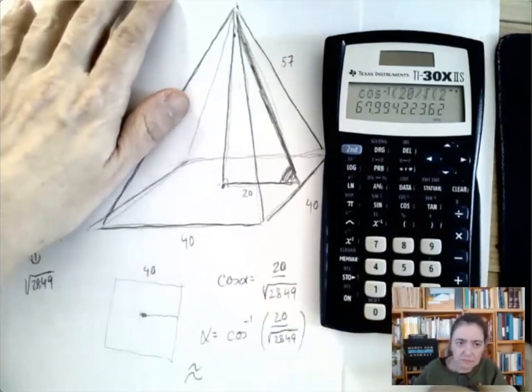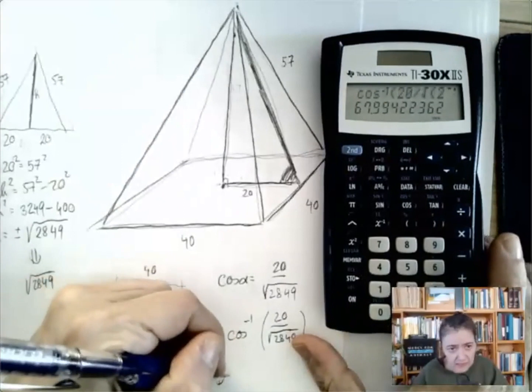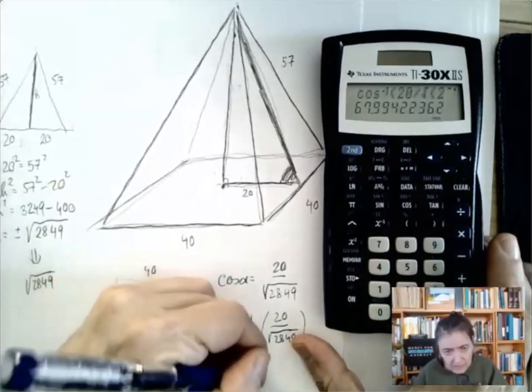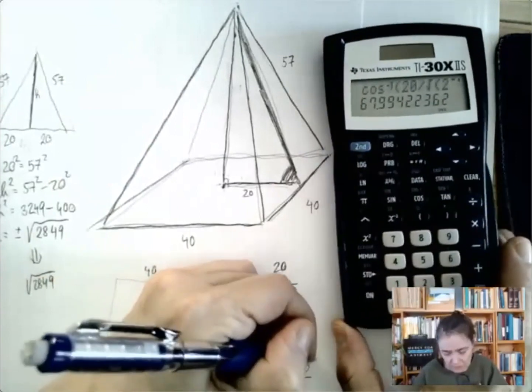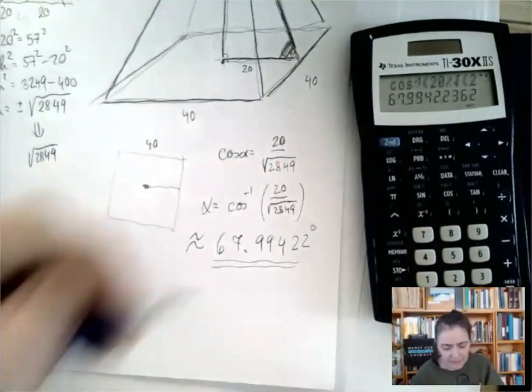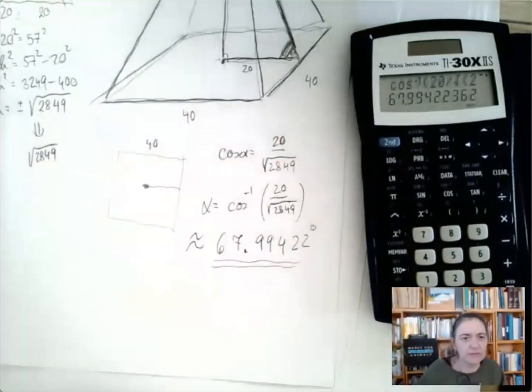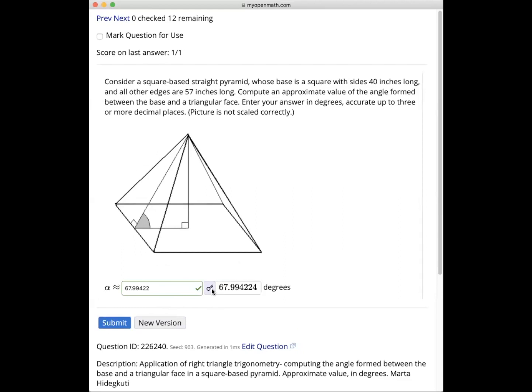If you look at the picture, it kind of makes sense. So we have 67.9942 degrees. We're asked to have precision three or more decimal places. So we need more. Let's see. 67.99422. And we got it right. Excellent. Thank you for watching.